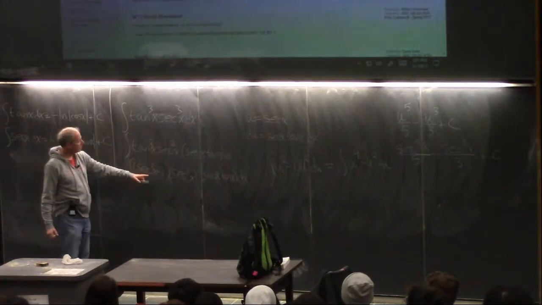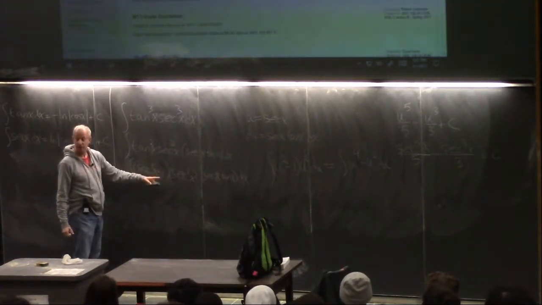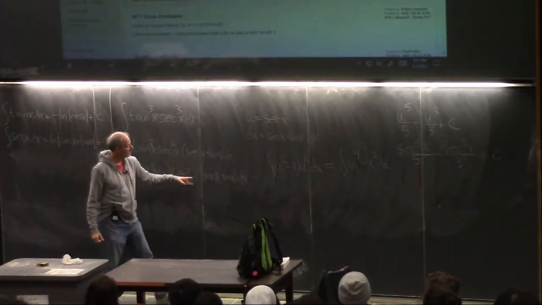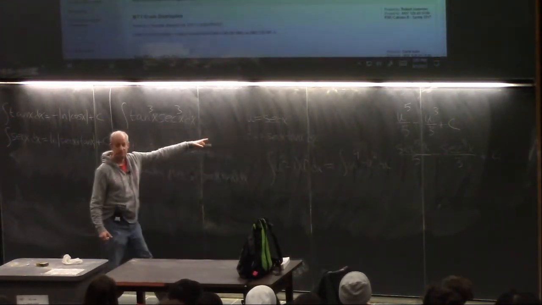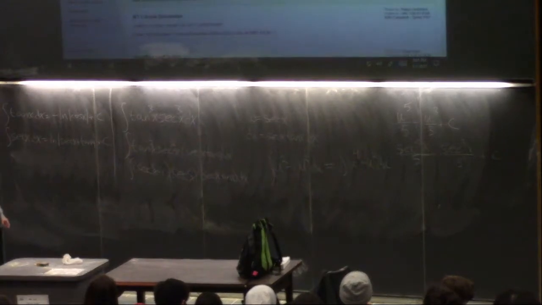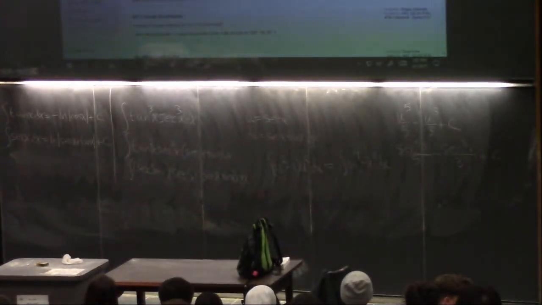Where did I plug in u? Well, I got to here. Okay, so secant x is u. This is u squared minus 1. That's u squared, and that's du. So far, so good?